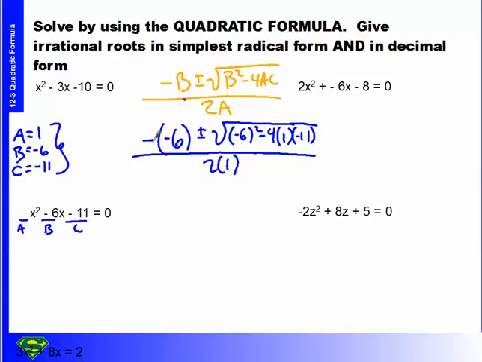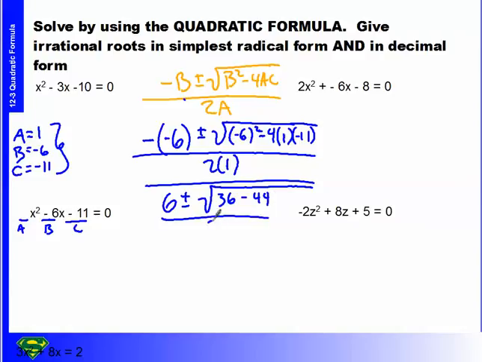Well, the opposite of negative 6, or negative 1 times negative 6, is positive 6, plus or minus the square root of 36, because negative 6 squared is 36, minus negative 4 times 1 times negative 11 is negative 44. So it's all over 2 times 1, which is just 2.